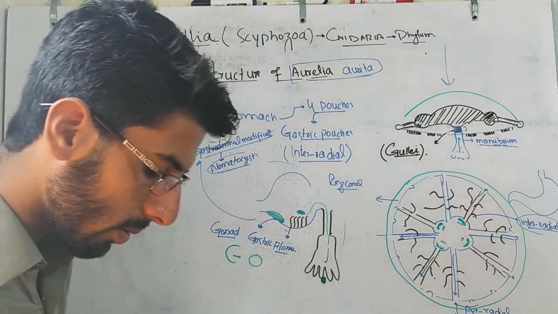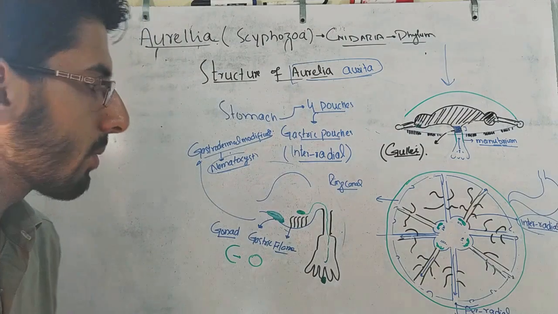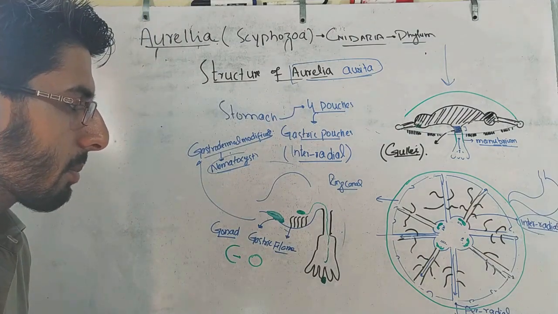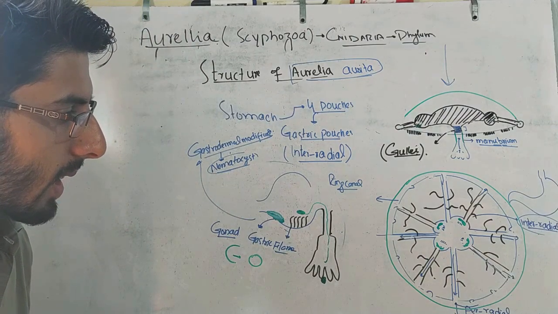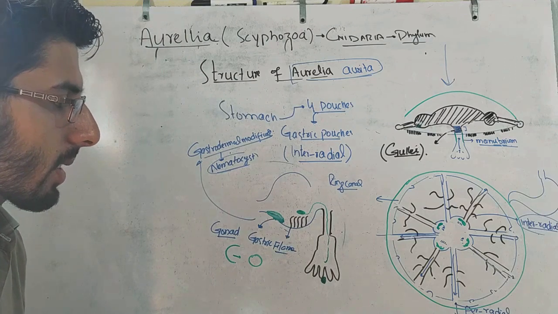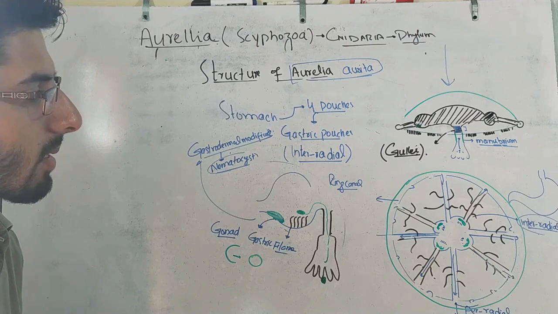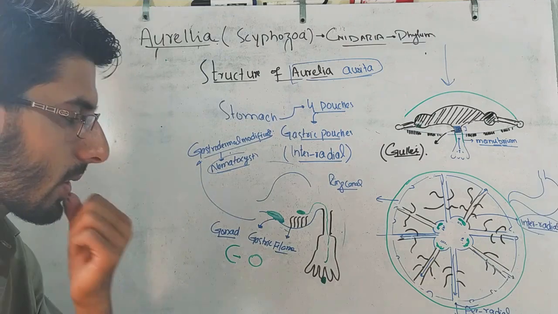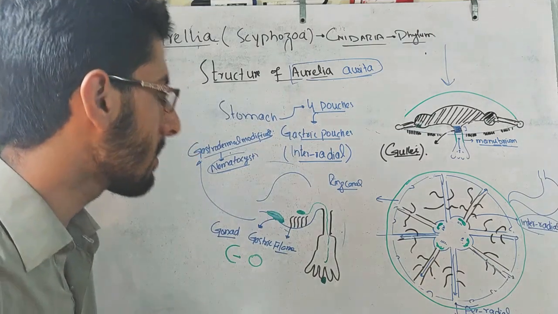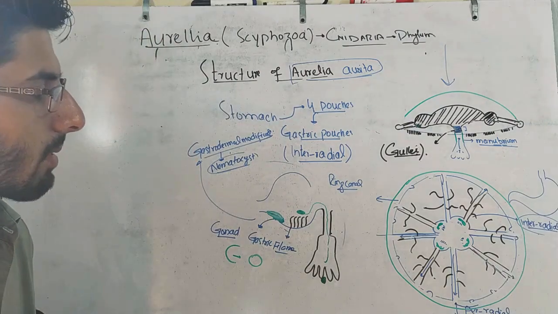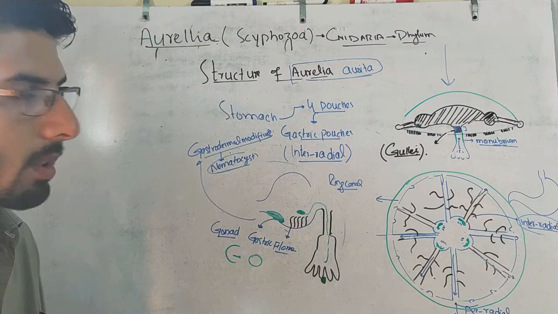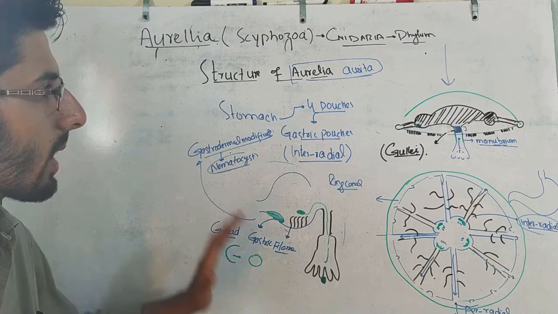I will request you to watch those previous two videos, because they are very important and connected to this one. This morphology or structure of Aurelia is very important for examinations, because it is asked many times in university examinations and competitive examinations. In the next lecture, we will look into the epidermis, gastrodermis, and mesoglea of this Aurelia.